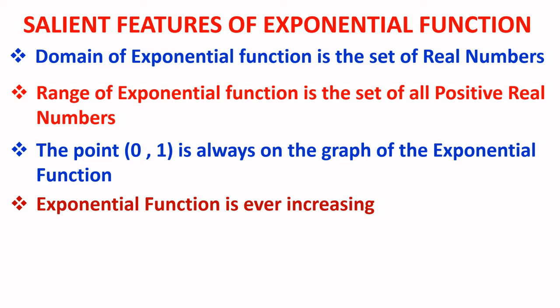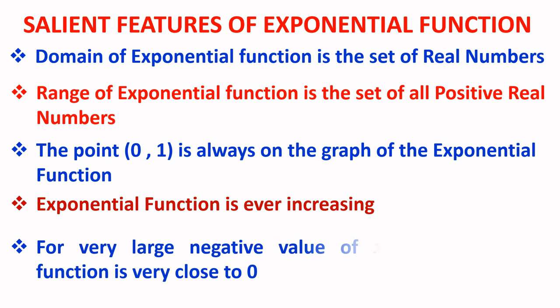The exponential function is ever increasing. That is why, if something is increasing very rapidly, we call it exponentially increasing. For very large negative values of x, the exponential function is very close to 0. Suppose e power minus a big number, it will become 1 by e power that. For example, e power minus 1000 will be 1 upon e power 1000. Therefore, it will be very close to 0.